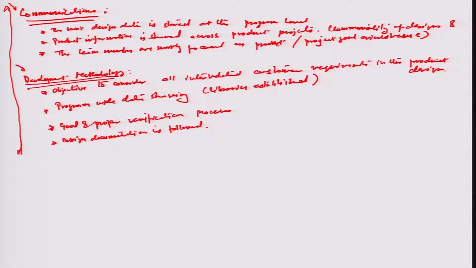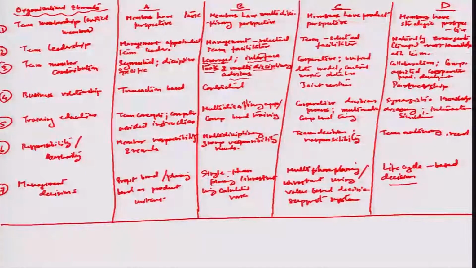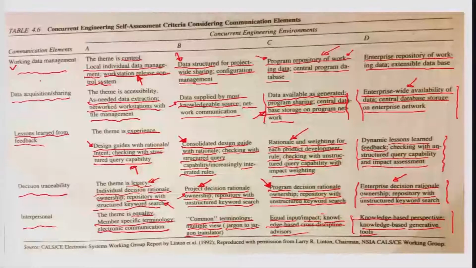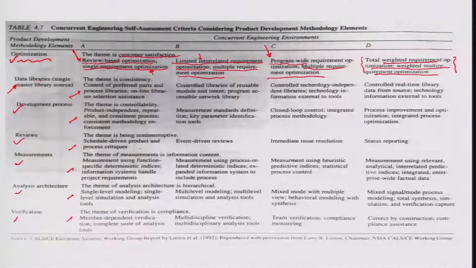And in that context, I would also like to recap how the various levels had been set earlier for different organizational elements between A to D, into the various sub-elements like team membership, leadership, member contribution, business relationship, training, education, responsibility, management decisions, and so on. Similarly, a similar analysis was done for the requirement elements: definition, schedule types, planning methodology and validation; and also the communication elements related to data management, data acquisition, lessons learned from feedback, decision traceability, interpersonal levels of a C environment. And finally, the product development methodology elements related to optimization or maintaining of the data libraries or the development process or the reviews or the measurements or verification or analysis architecture, etc.